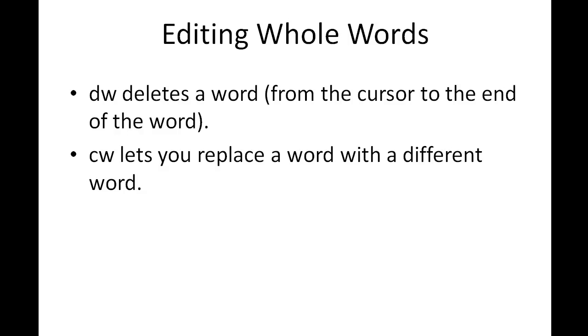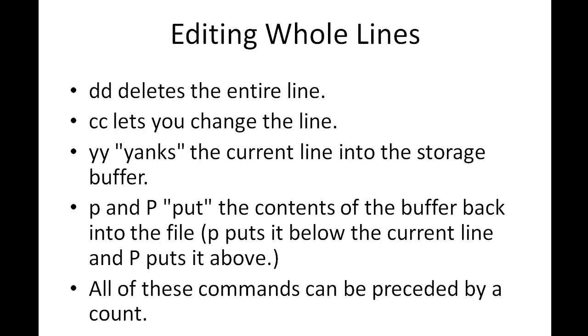If you only wanted to delete the second part of a word, just put your cursor on the first character that you want to go away and do DW. CW will take the word away but put you in input mode so that you type the word you want to replace it with and then you hit escape, so it lets you do a substitution of one word for another. You can also edit entire lines.